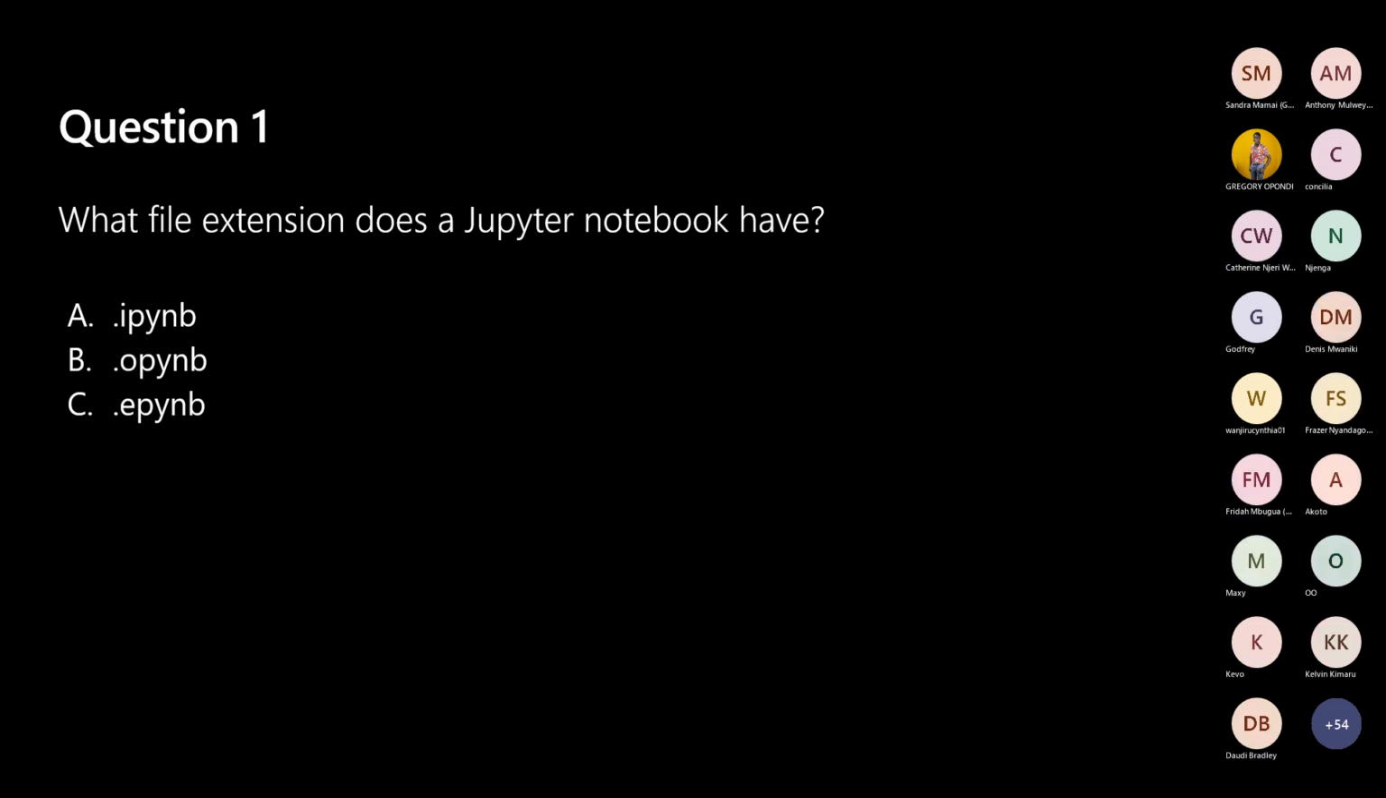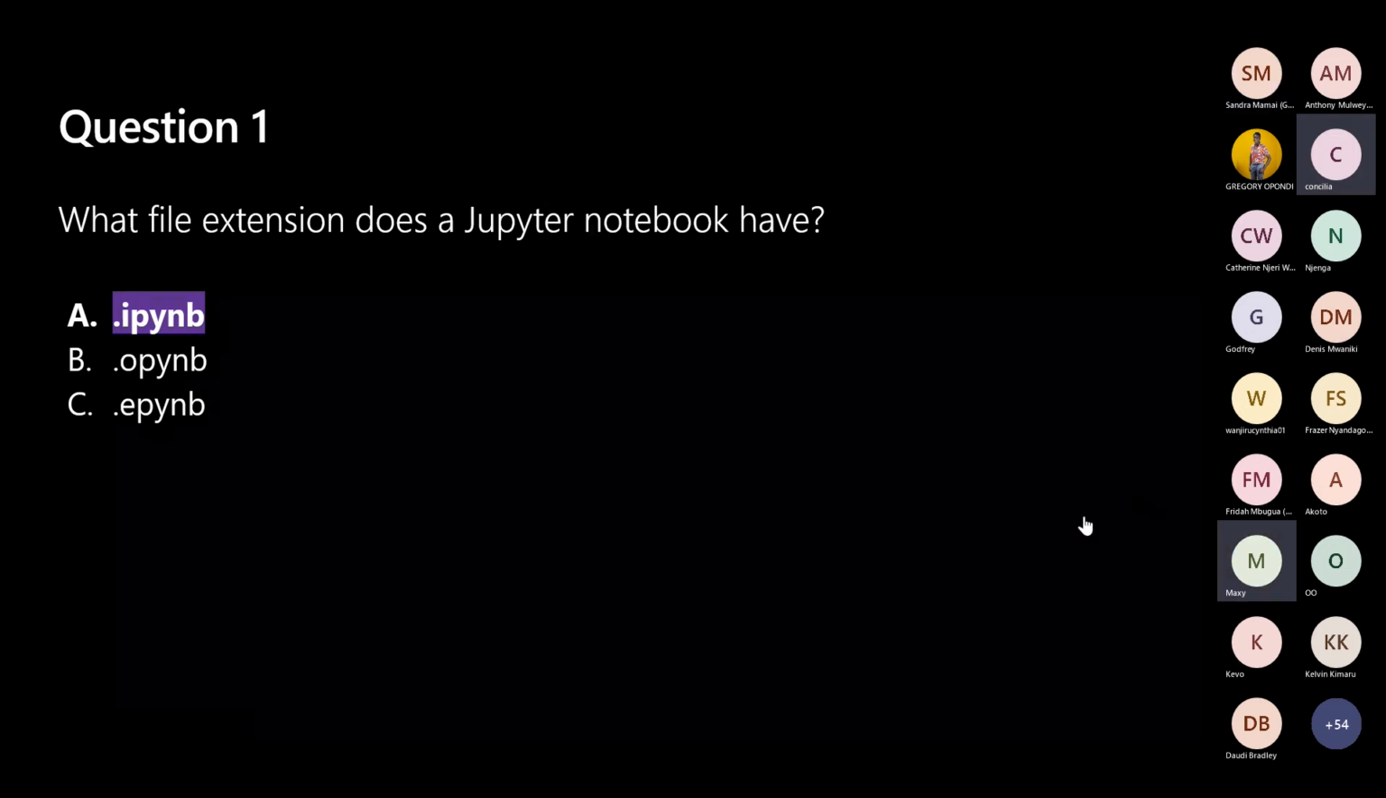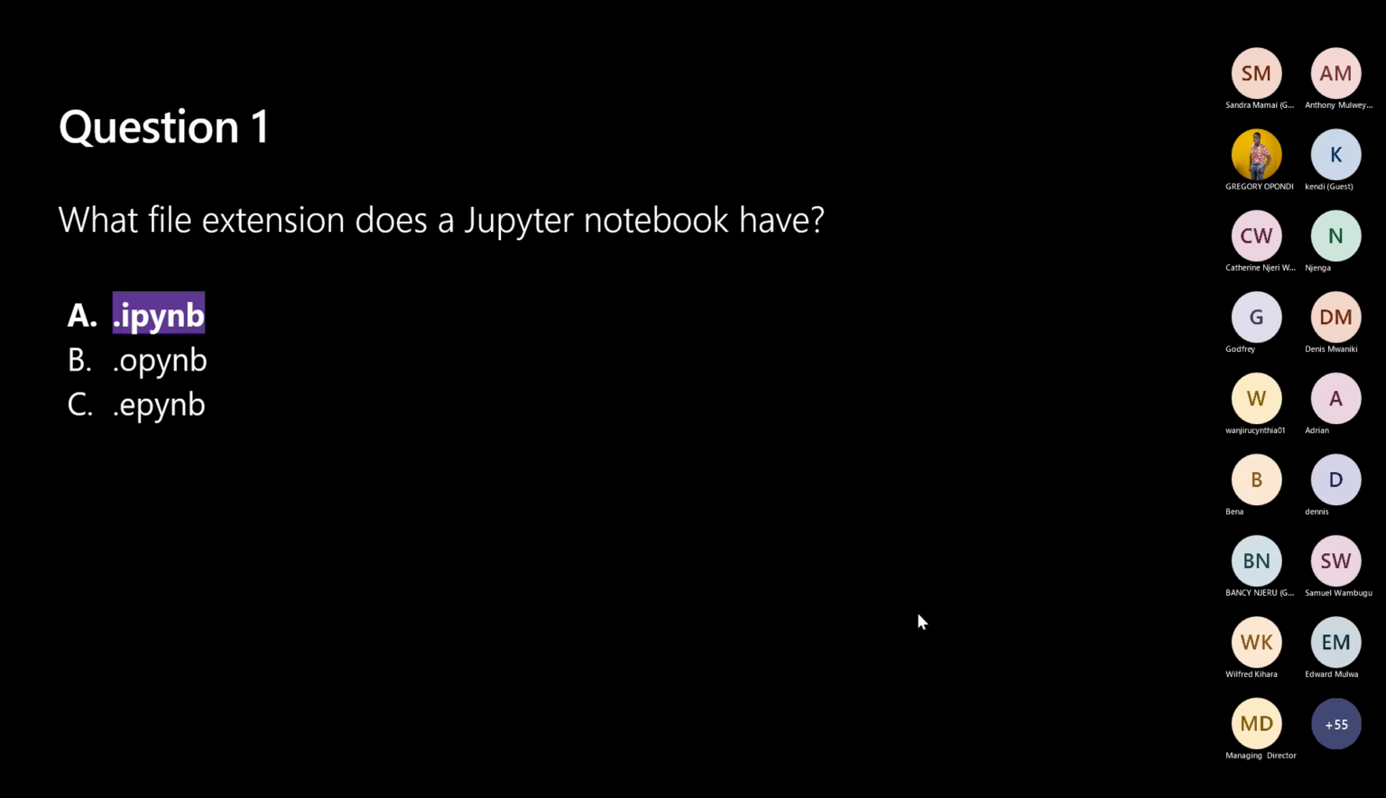What file extension does a Jupyter Notebook have? A. A. Okay. A. The problem is when I share my screen, I can't see who's speaking. The next one. Yeah, so it's A, it's .ipynb. Bonus for who tells me what that means. Interactive Python notebook. Okay.